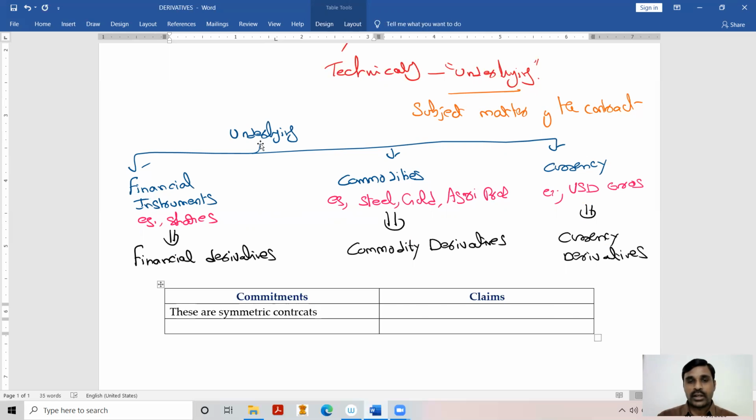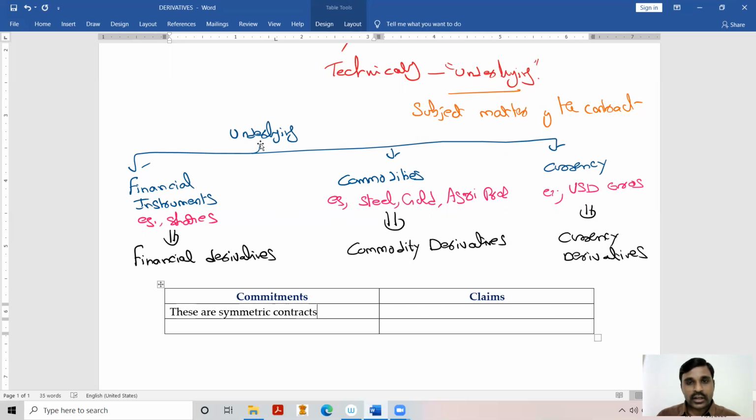What is meant by symmetric contracts? Both parties have equal obligation. Both parties are equally obliged. The contract is balanced. It is not designed in such a manner that one party is in a privileged position. Both parties are on the same footing.